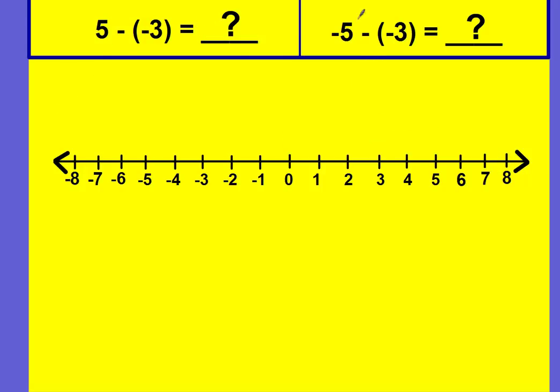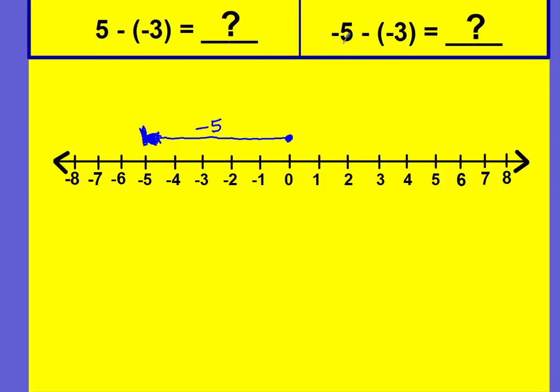Let's do the last one here. So this is -5, so we're going to start at 0. Negative goes to the left, so we're going to move 5 units to the left. So this is where I'm going to stop. I'll draw my arrow line, and I'll label this -5.